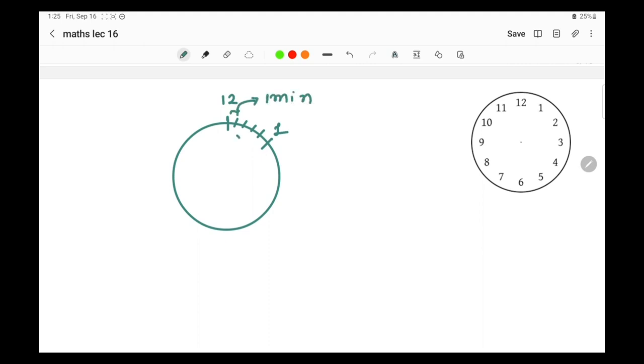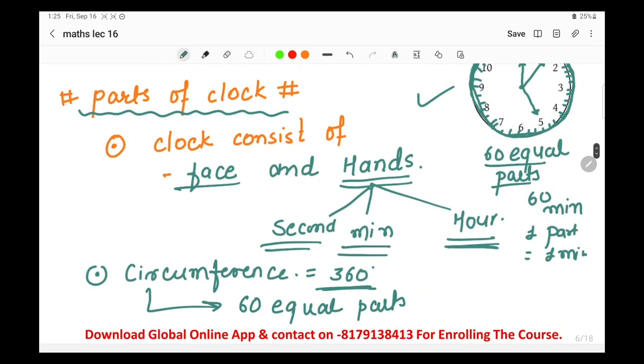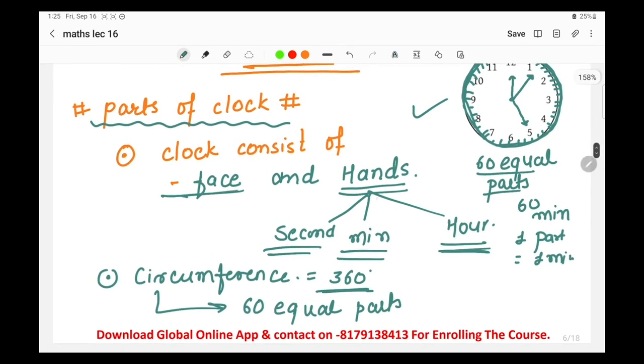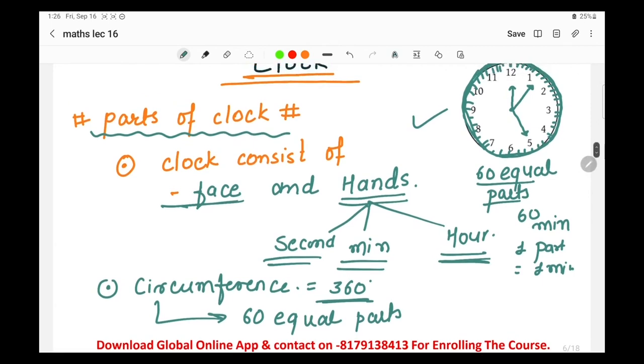So basically there are 60 parts. It means there are 60 minutes. This was the fact that we have to remember regarding the clock. What I have told you up till now, there are the parts of the clock, that is the face of the clock and the hands of the clock. The visible portion of the clock is called the face of the clock. And what are the hands? What does the hand denote?